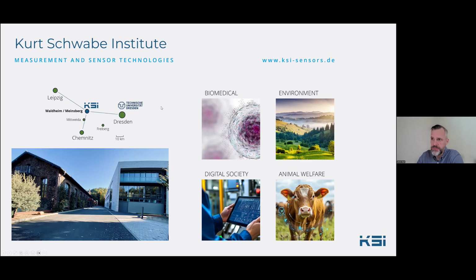Just because you probably don't know where the KSI is, we're kind of in the middle of the Bermuda Triangle between Dresden, Leipzig, and Chemnitz. So if you happen to pass by, it's a lovely area. Please stop by and stop in for a coffee.